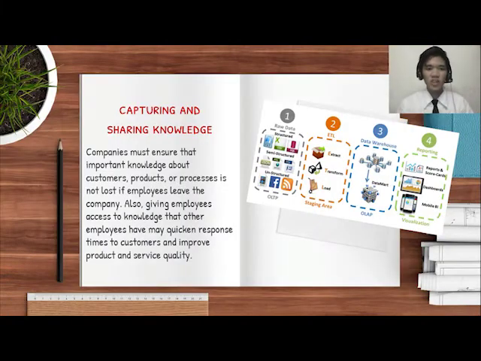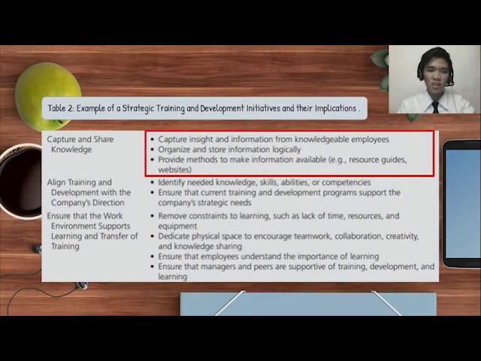Next, capturing and sharing knowledge. Companies must ensure that important knowledge about customers, products, or processes is not lost if employees leave the company. Also, giving employees access to knowledge that other employees had may quicken their response times to customers and improve product and service quality. The implication for this is to capture insight and information from knowledgeable employees, organize and store information logically, and provide methods to make this information available to the employees. For example, through resource guides and websites.